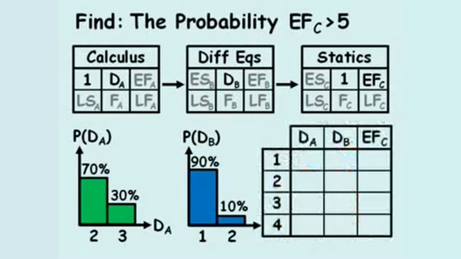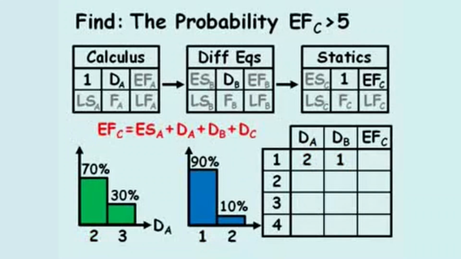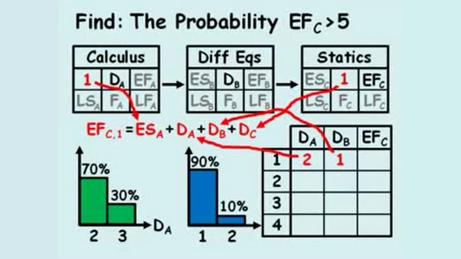To begin, we'll set up a table showing the 4 different combinations of durations, where the first combination will be dA equal to 2, dB equal to 1. For this first combination, the early finish of activity C equals the early start of activity A plus the duration of all 3 activities. After plugging in the appropriate variables, the early finish for this first combination equals 5.